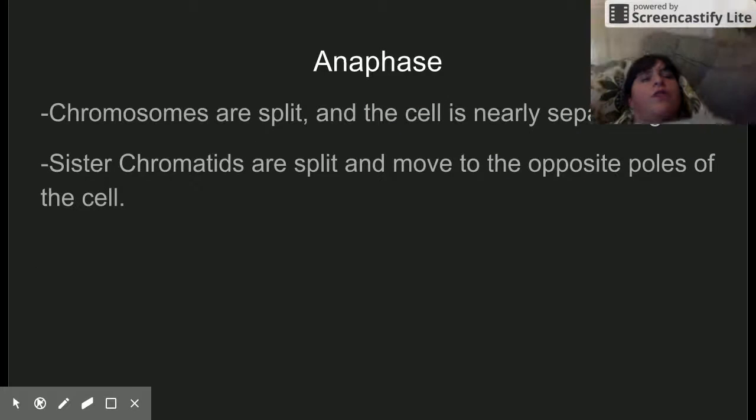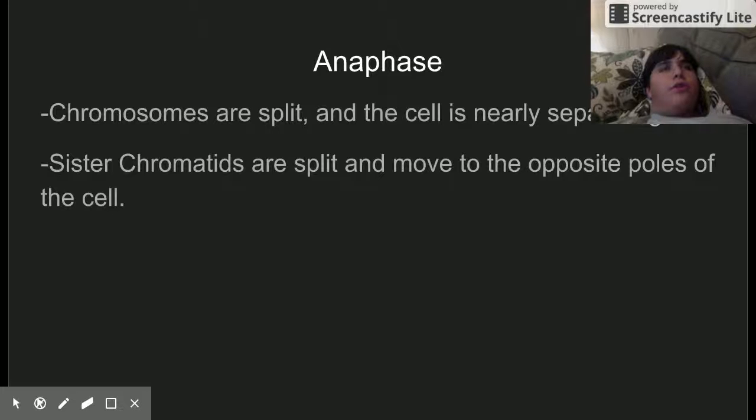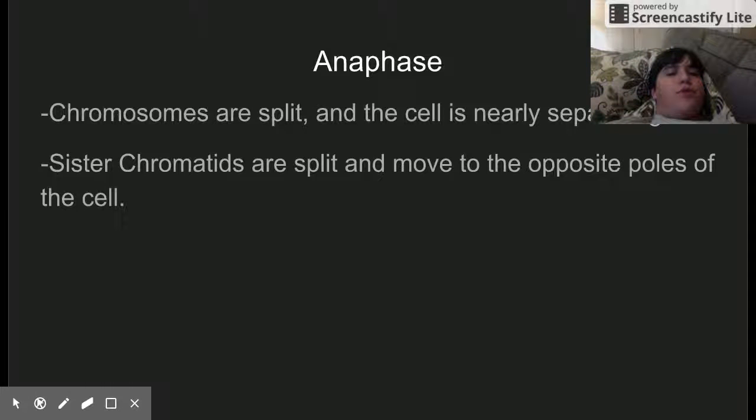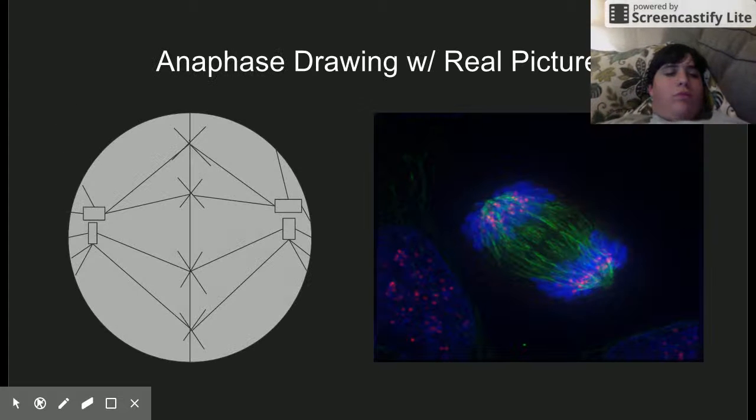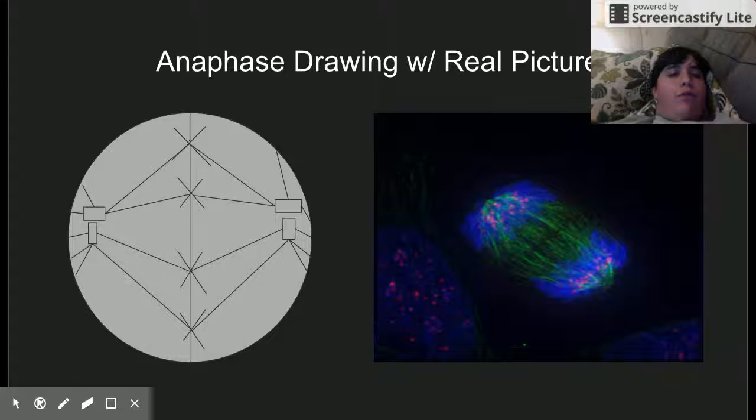Anaphase. This is the third phase in mitosis. Chromosomes are split, and the cell is nearly separating. The sister chromatids are split, and they move to the opposite poles of the cell. That's each side of the cell, basically. Here's my drawing with the real picture, of course.